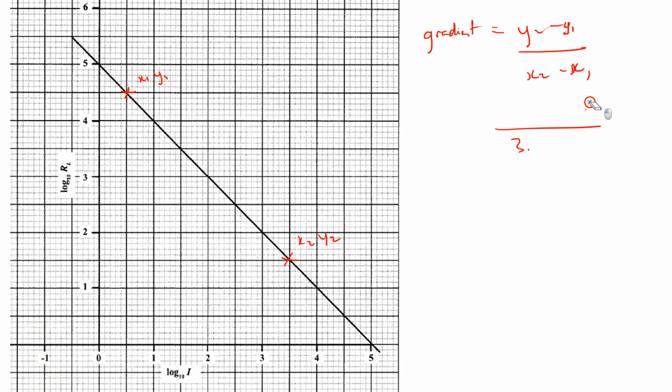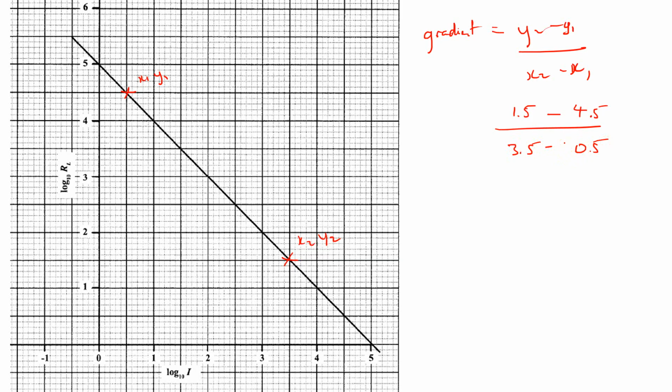Let me just check. All right. So the y2 value, right? The y2 value is going to be, I think I had it correct, 1.5, right? Then the y1 is going to be 4.5. Divide that now by the x2. X2 is going to be 3.5 minus x1. That's going to equal 0.5. So that's the correct thing.